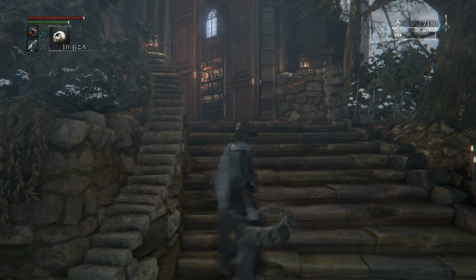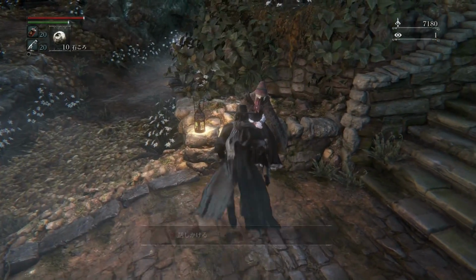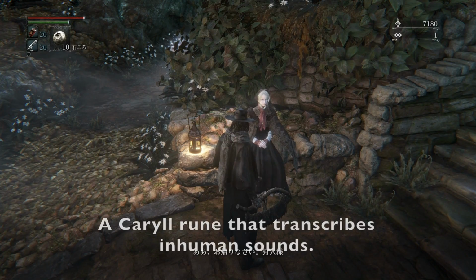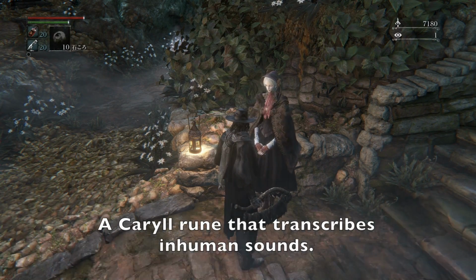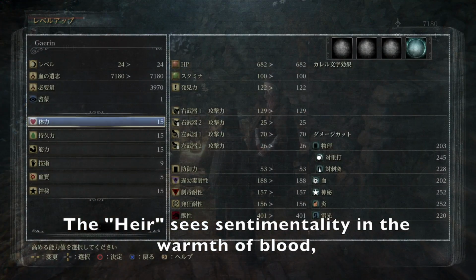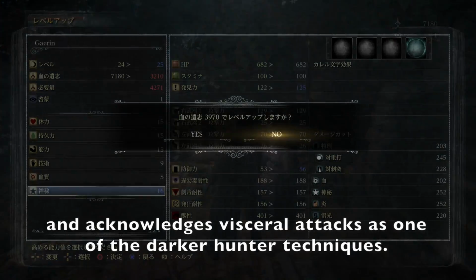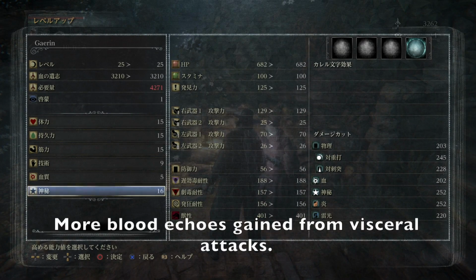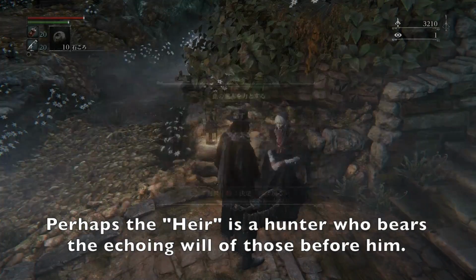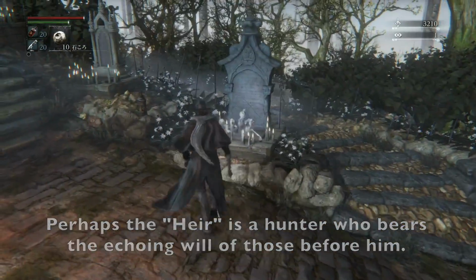To give you an idea, I'm going to read over a more literal translation while I have the official version up on the screen. One of the Carol letters that expresses the sound of inhuman voices. The air is one who finds sentimentality in the warmth of blood, and obtains the dying will of blood from visceral attacks, which are one of the darker aspects of a hunter. This is what it is to be a hunter. They are, in other words, heirs to the dying will of blood.